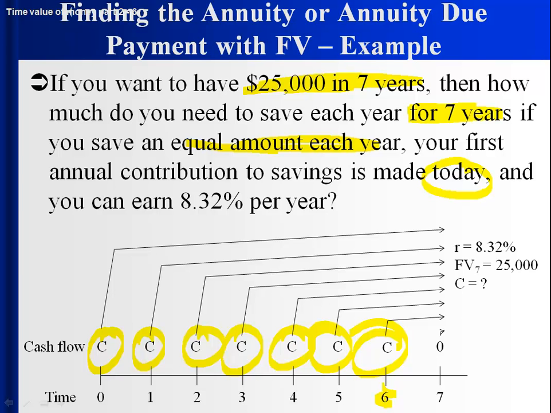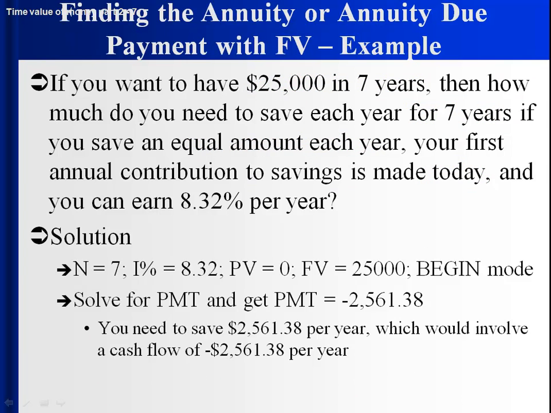And we want to know how much you need to put in, such that C times 1.0832 to the 7th plus C times 1.0832 to the 6th, and do that until your last contribution, plus C times 1.0832, is equal to 25,000. N is 7 because we want 25,000 in 7 years, and we're going to be making 7 payments. Begin mode because they start today. Interest rate of 8.32%. How much do we need to save each period?